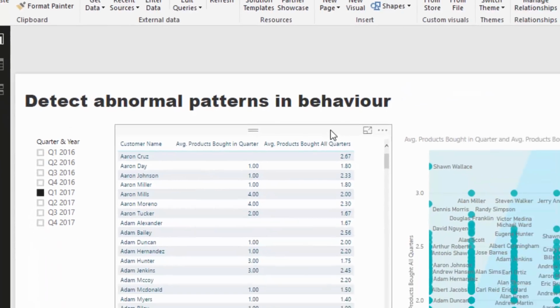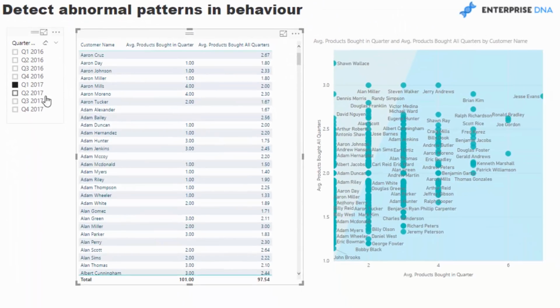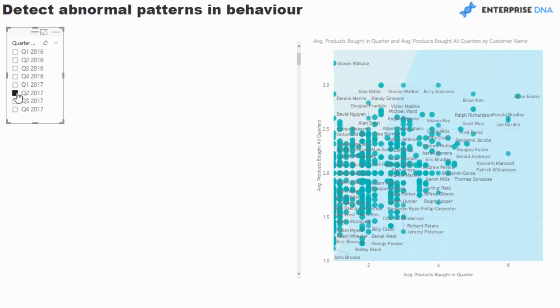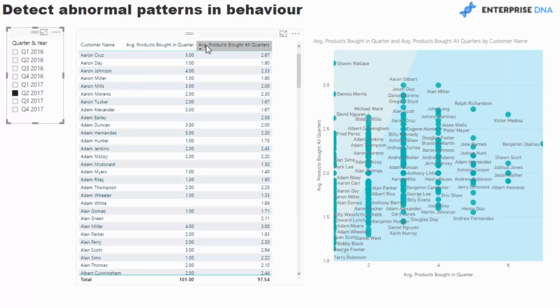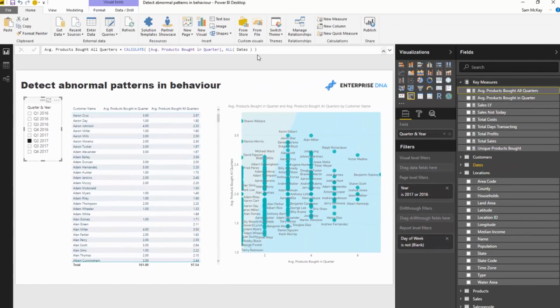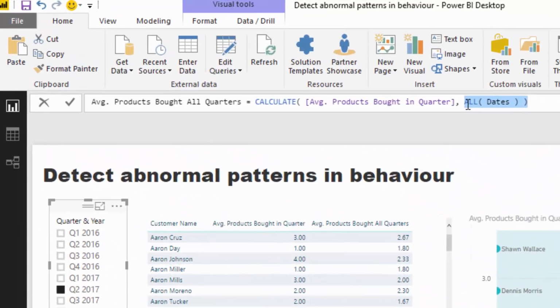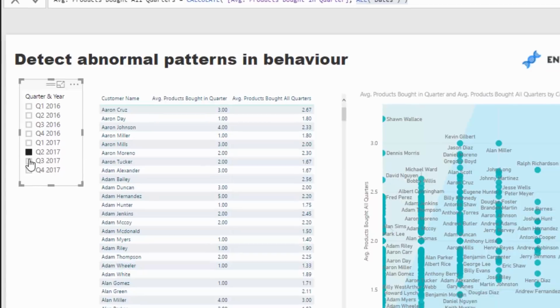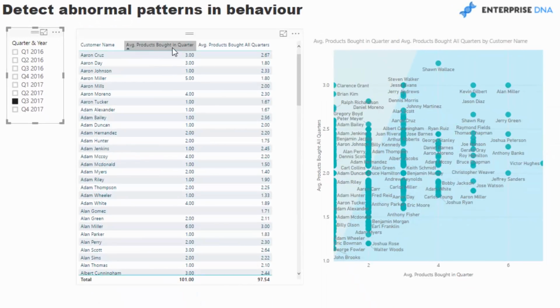And now we have two values. If I make a selection inside of, say, quarter two 2017, remember, this average products bought all quarters is never going to change because of the all dates. That removes any filter that we showcase from dates. But with every selection we make, this average products bought in that particular quarter is going to change. And that's how we can then show what is abnormal versus what is not.